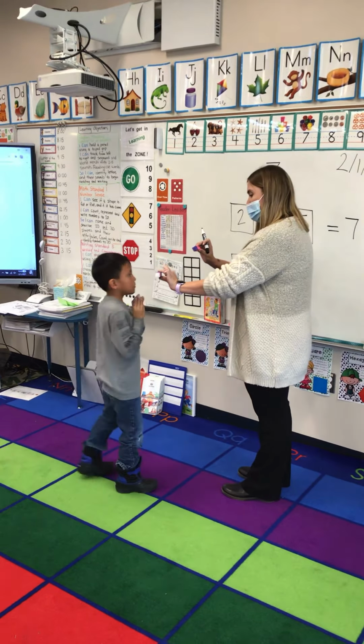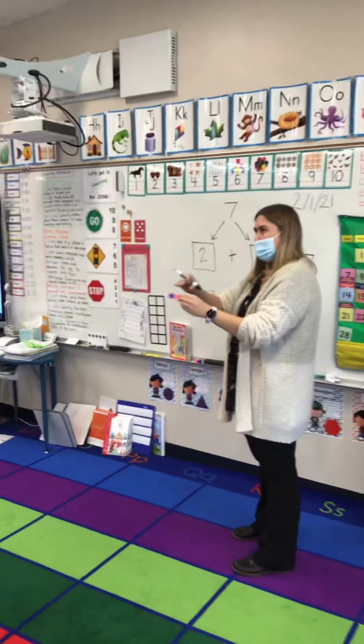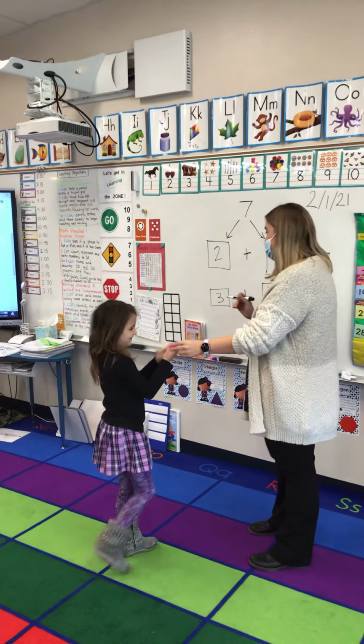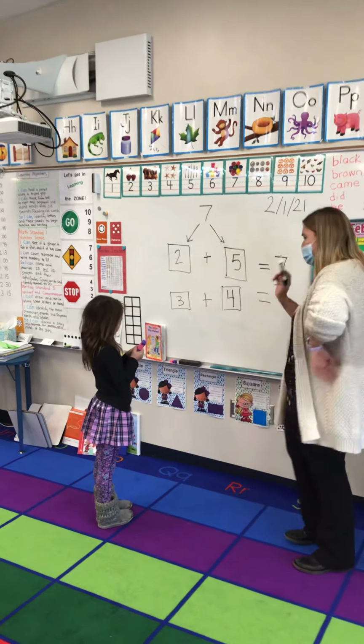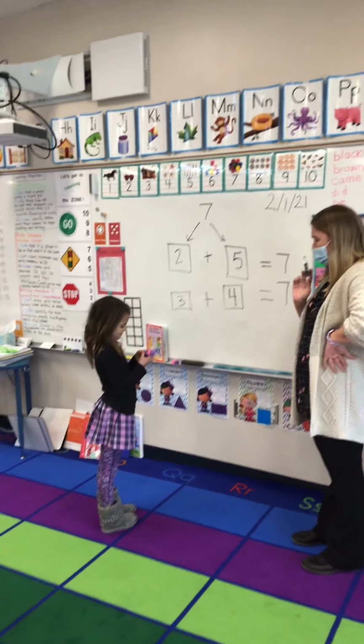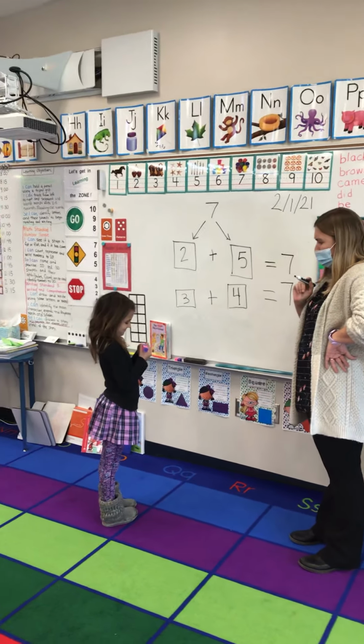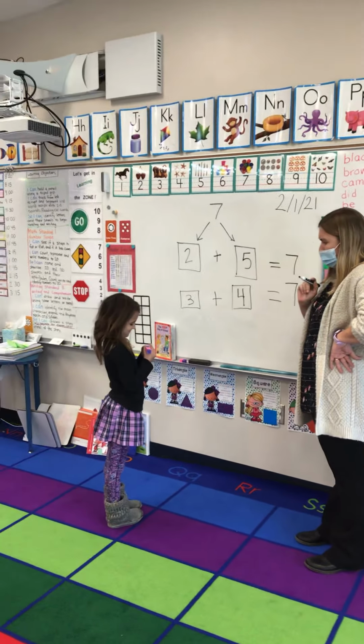Do you think we could do this another way? Who thinks we could do it another way? Reagan, come on up and split this apart. Thank you, Jason. All right, Reagan, come split this up for me a different way. We already split it into 2 and 5 and 3 and 4. How else could we break that number apart? We already have a 2 and a 5. Can you do it a different way?